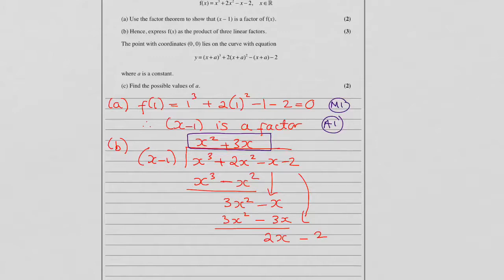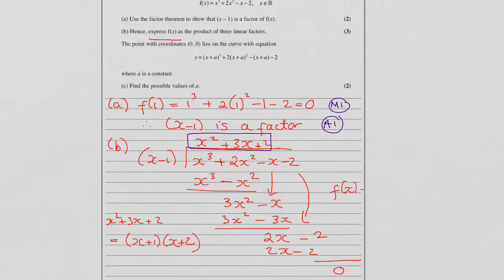X into 2x goes plus 2. And I get 2x minus 2. When you take those away, you get 0. Okay, so now I need to figure out what x squared plus 3x plus 2 is as a quadratic, factorised into x plus 1, x plus 2. Okay, now the question says express f of x as a product of 3 linear factors. I've not actually done that, so I am going to do that over here.